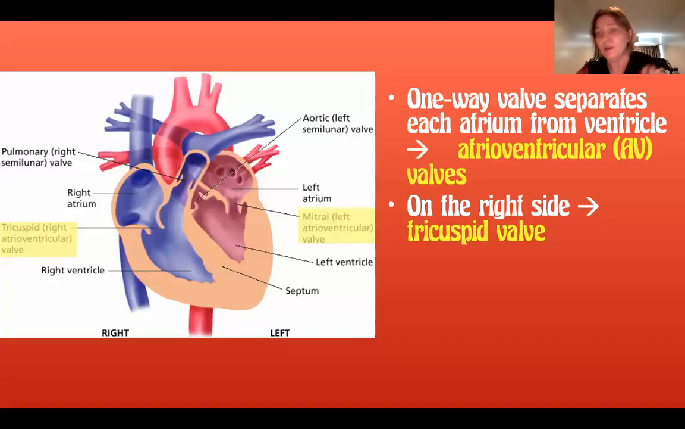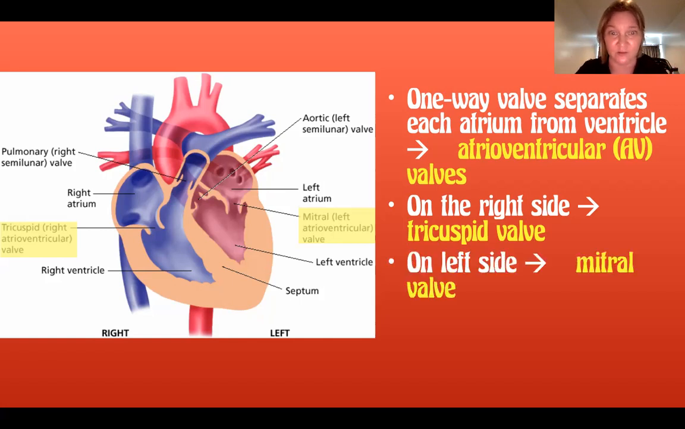Okay. So we have two sets of valves, two sets of two valves. There's 4 valves in total. You have a pair of atrioventricular valves, AV valves. This is separating the atria from the ventricles. That's why it's called atrioventricular. And they have their own names depending on which side of the heart it's on. So on the right side of the heart, it's called the tricuspid valve. And on the left side of the heart, it's called the mitral valve.